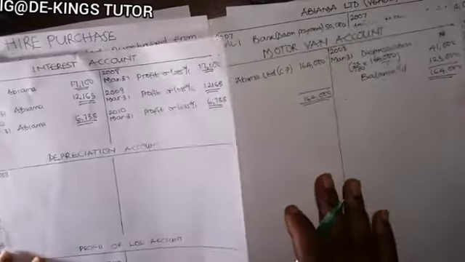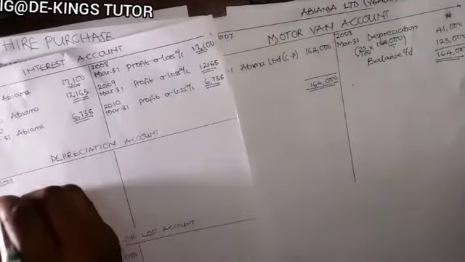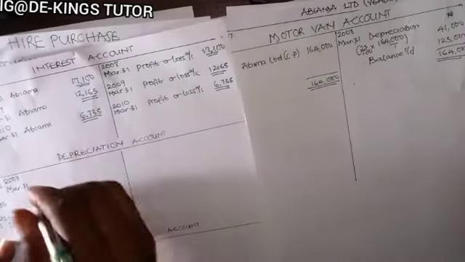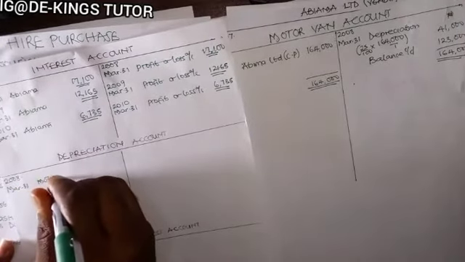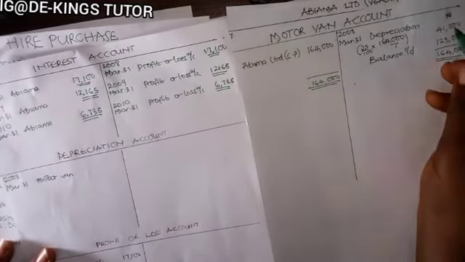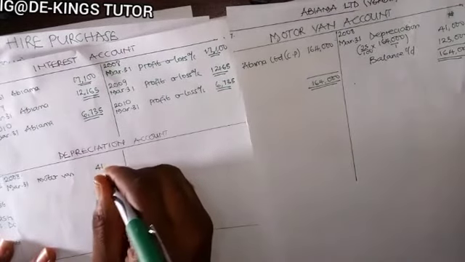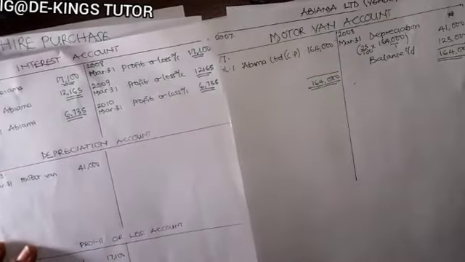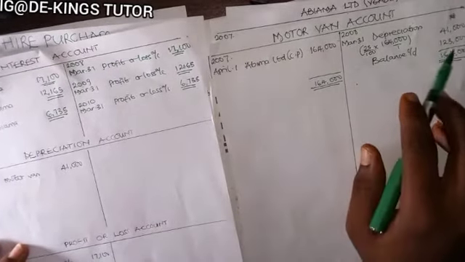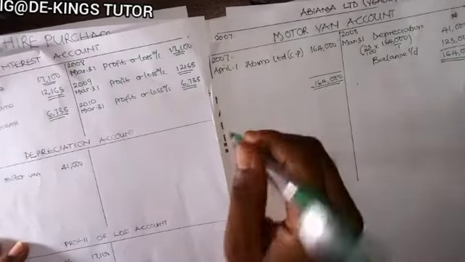We'll have here 2008, March 31st. It's coming from motor van. How much is it? 41,000. That's all. Okay, so the balance here we brought down here.